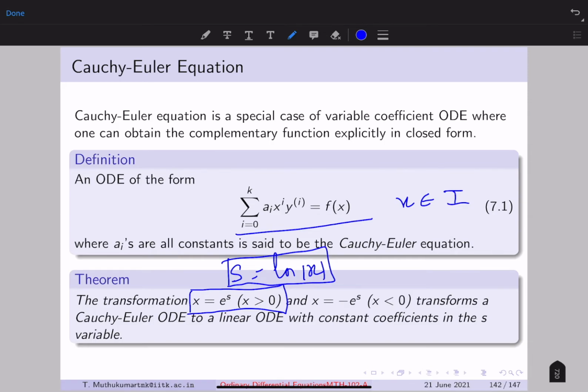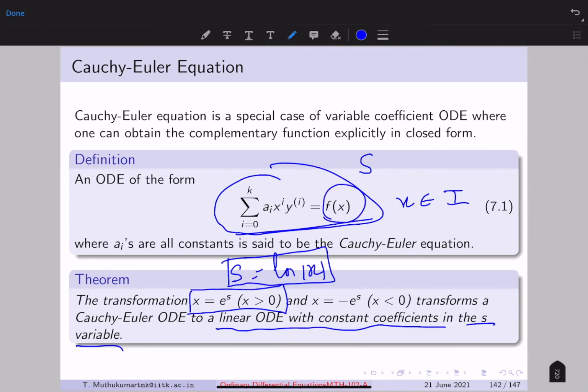So when you use this change of variable, and if you rewrite this ODE in the s variable, then you get a linear ODE with constant coefficients in the s variable, and you know how to solve a linear ODE with constant coefficients even if it is inhomogeneous, right? You know how to solve it. You either use the method of undetermined coefficients or you use the method of variation of parameters. Okay, that's the advantage of this form of ODE.